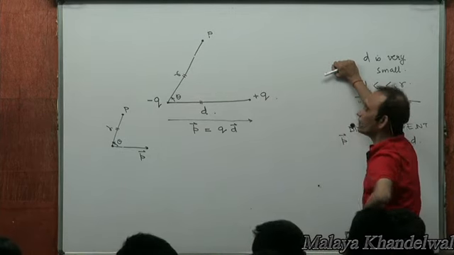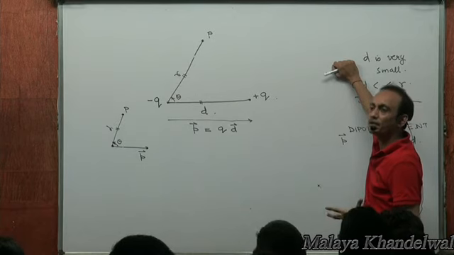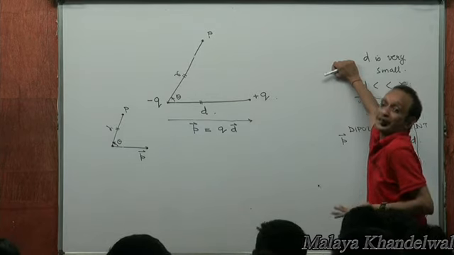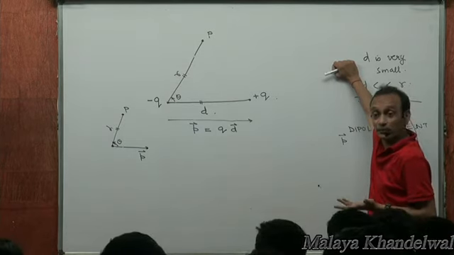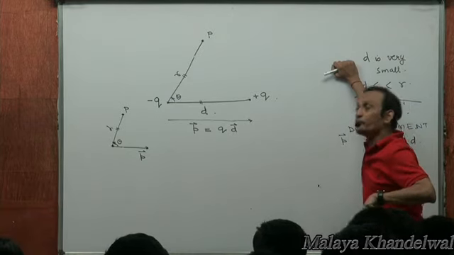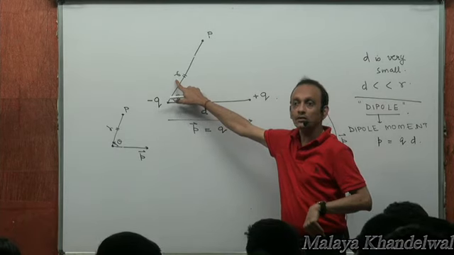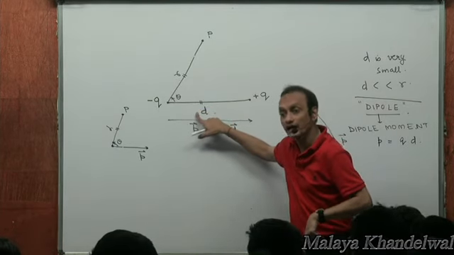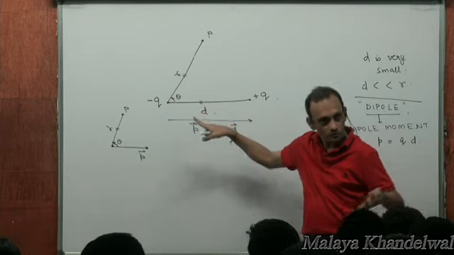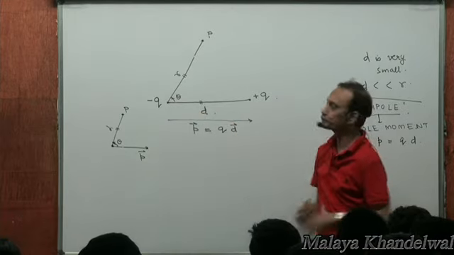Clear? Now obviously I want to compute at P the electric field and potential because of this pair. Electric field and potential. And use the approximation that small r is much larger than d. This is what I want to do.